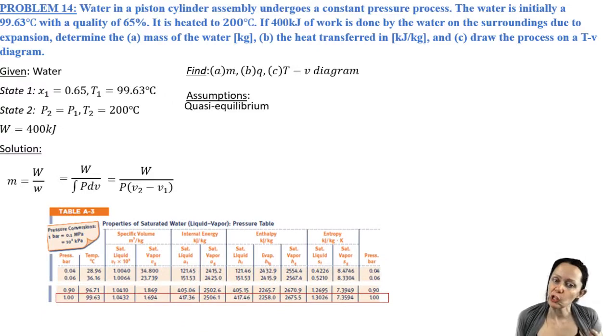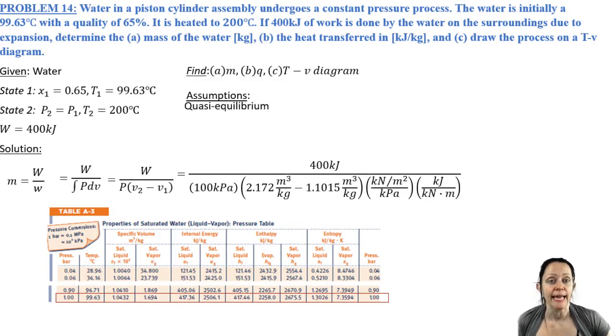Or you can look at table A3 just to check and see if it's on there, because that 99.63 is a pretty oddly specific number. And it looks like that is the saturation temperature at 1 bar. So you could say at 1 bar, your saturation temperature is 99.63, or at 99.63, your saturation pressure is 1 bar. So 1 bar or 100 kilopascals, that's what I'm going to plug in there. And I can calculate my mass of 3.74 kilograms.